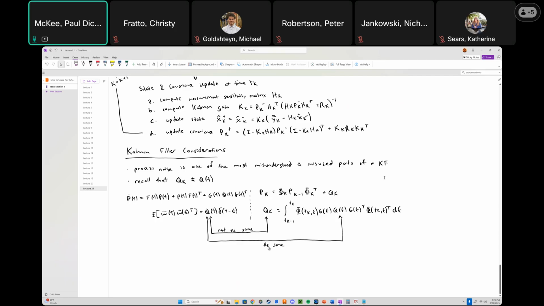Okay. So generally, we prefer, or at least I prefer, the state transition matrix method to the ODE int method.